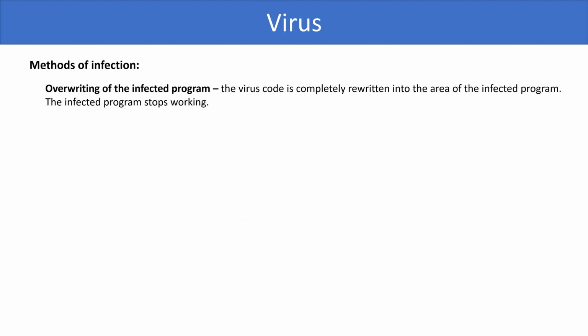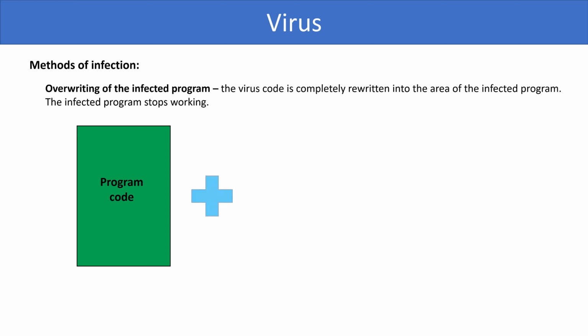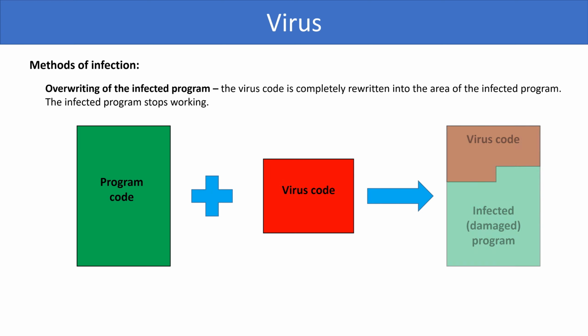The overwriting method involves writing viral code into the area of the infected file. In this process, the code of the legitimate file is partially or completely deleted and replaced by the viral code. As you can understand, the program ceases to function, and there is no possibility to restore it. This infection method is one of the earliest since the emergence of viruses. However, it's practically unused at present.